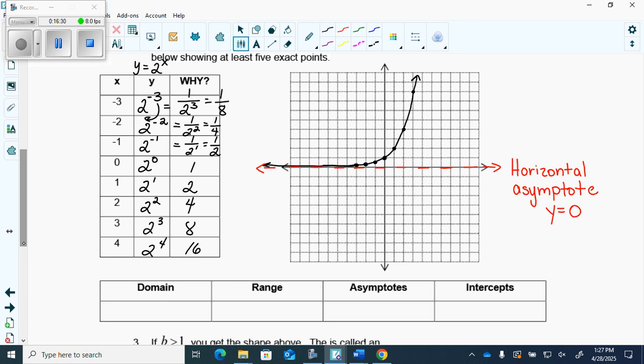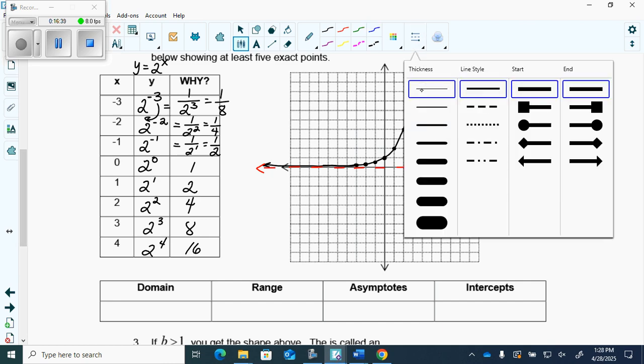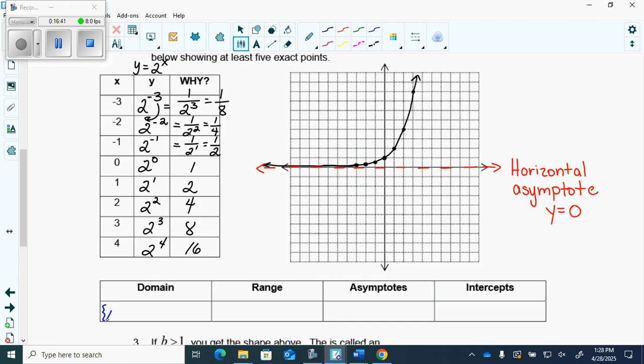So what's the domain of this exponential graph? Anything, right? It goes out left and right forever. So for set notation, it would be x such that x is an element of the reals. That's set notation because it has the squiggly brackets. And in interval notation, it would be negative infinity to positive infinity, round brackets.